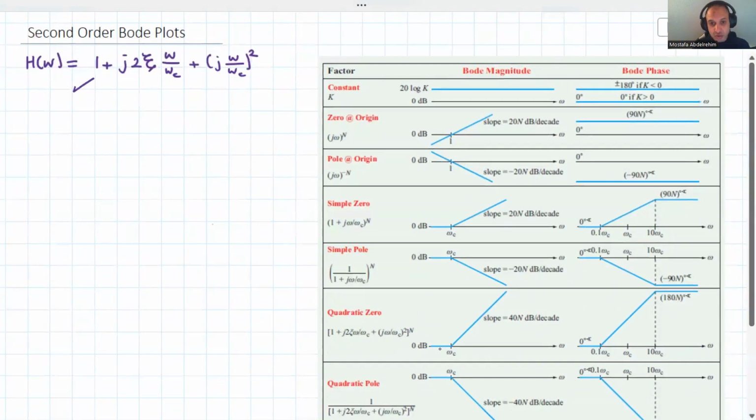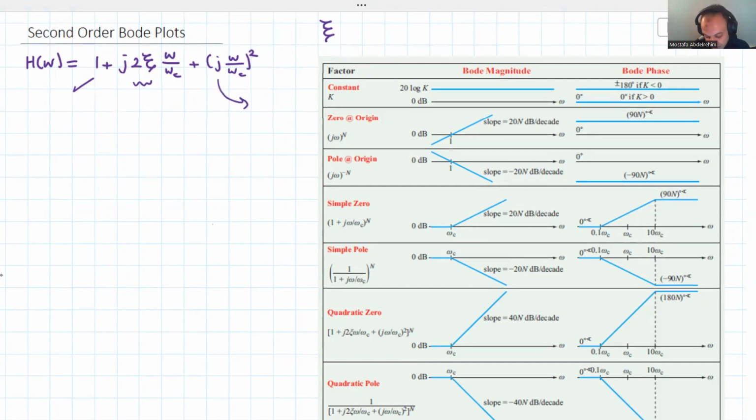Let's understand it. That lecture here is just an introduction. In the next lecture, we're going to have 2 examples on that second order to see how to become more convenient in drawing such standard forms. Okay. So the standard form of second order h of omega is 1 plus j 2 zeta, a very weird symbol, zeta, which we write like a 3 but with a notch at the top and a notch at the bottom. Okay, then omega over omega c plus j omega over omega c whole square.